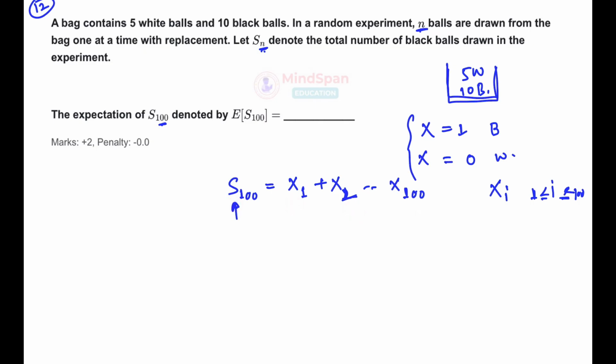So we have broken down our random variable into simple Bernoulli random variables. Now we can find the expectation of S100, which is nothing but the expectation of the sum of these simple random variables, that are nothing but Bernoulli random variables.